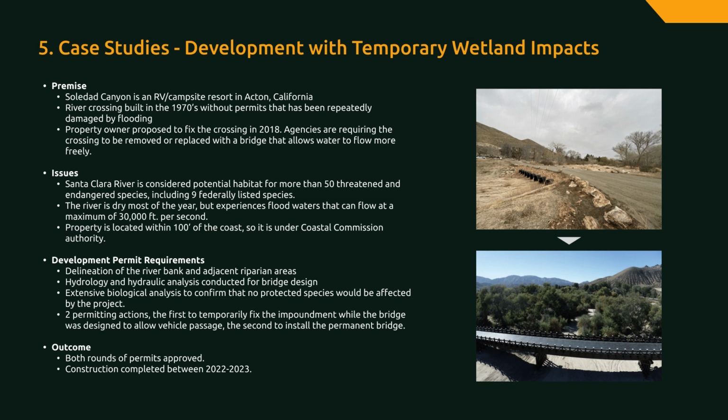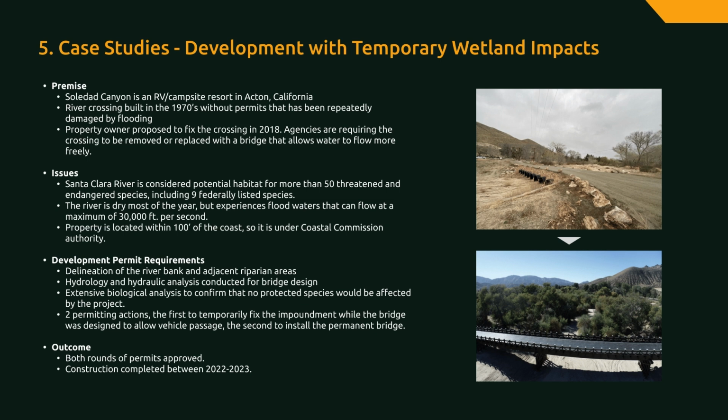A river crossing was built in the 1970s without permits that has been repeatedly damaged by flooding. The property owner proposed to fix the crossing in 2018, but agencies required the crossing to be removed or replaced with a bridge that allows water to move more freely. The Santa Clara River that flows through the property is considered potential habitat for more than 50 threatened and endangered species, including 9 federally listed species.